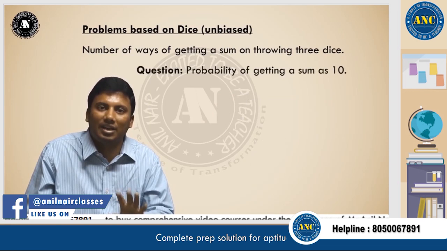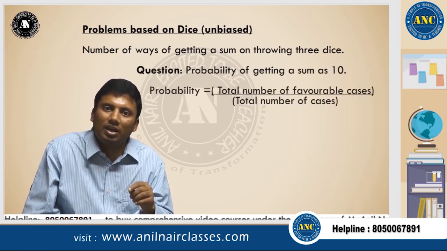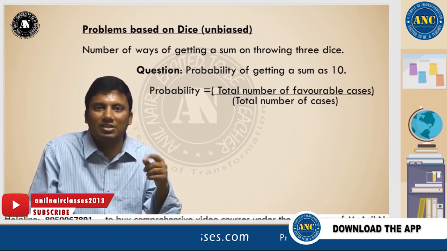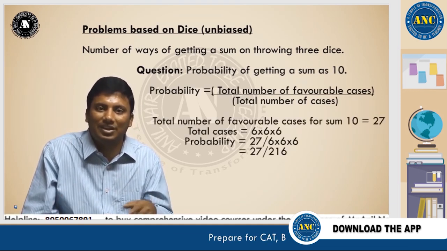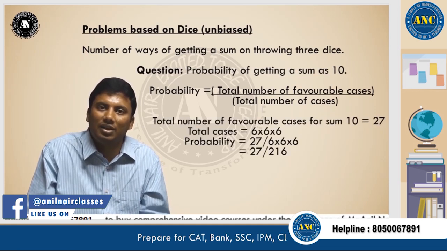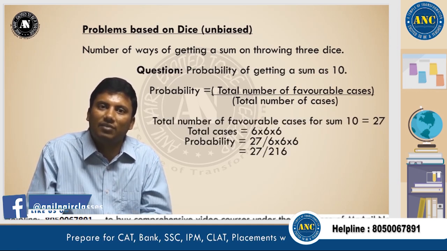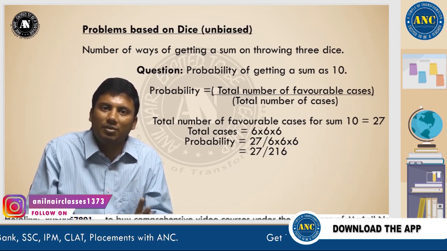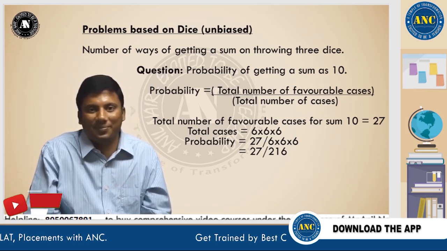Probability of getting a sum 10. Probability is total number of favorable cases by total number of cases. Total number of favorable cases for 10. What is the value? 27. Number of ways will be first die any of the 6, second die any of the 6, third die any of the 6. 6 into 6 into 6. So the answer will be 27 by 216.